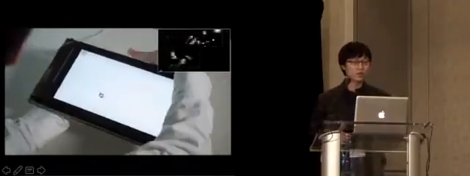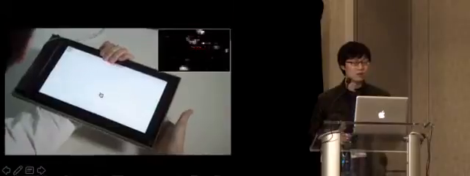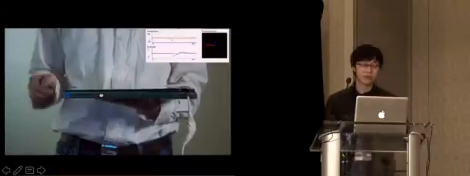And you can see the demo of actual grasping interaction. So here's the wrapping, and on the right side there was thumbing, and also here's the movement captured by the device.